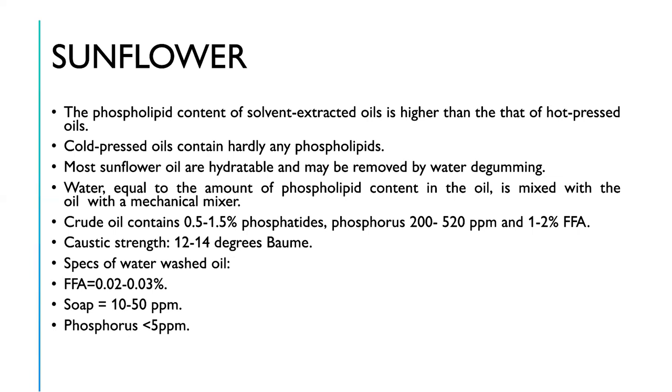These are specs of the water degummed oil which is now ready for bleaching. The FFA should be between 0.02 to 0.03. Your soap between 10 to 50 ppm, and your phosphorus content less than 5 ppm. Then you have good quality oil which is ready for the other stage, which is bleaching.